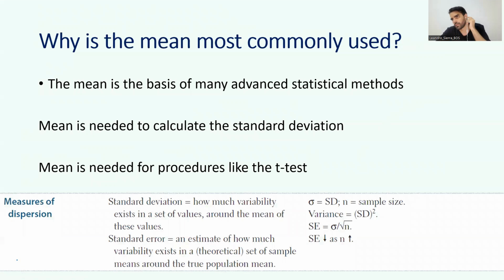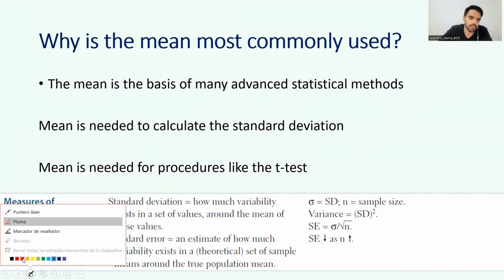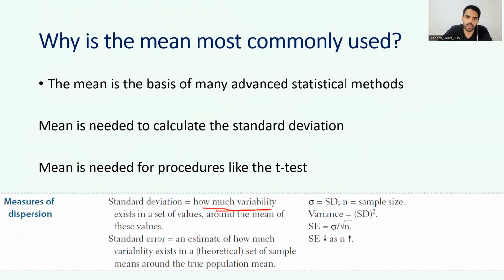But okay, so suppose that we have a symmetrical distribution. Why should we rely on the mean? It was one of the questions that I had in my head. Okay, we have a symmetrical distribution, but why do we use the mean and not the median, for example? What I found and what I thought about is that the mean is most commonly used for statistical methods. For example, the standard deviation, that is how much variability you have in a set of values around the mean.